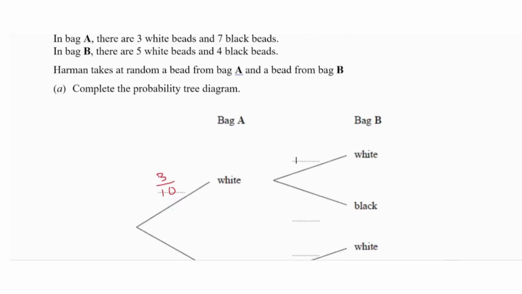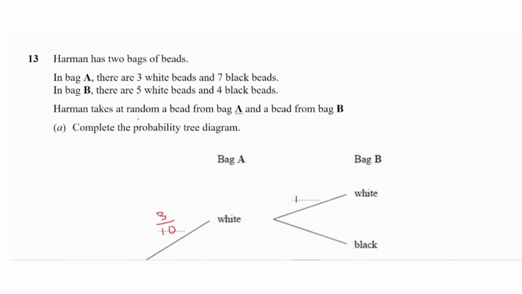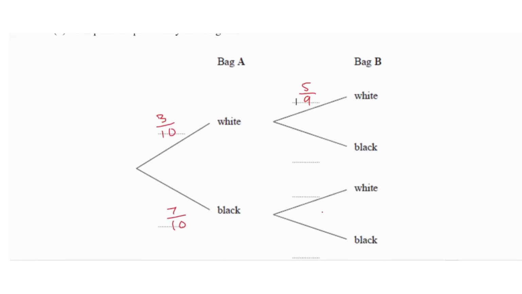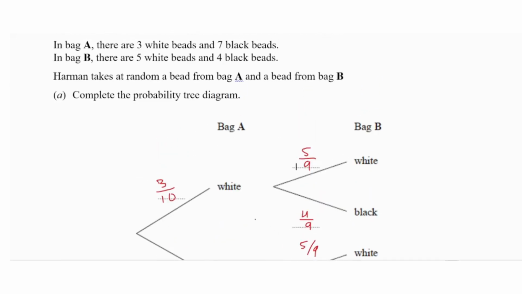And for the next part, it says for bag B, there are 5 white and 4 black. So altogether, we have 9. So how many of them are white? 5. So we're going to say 5 over 9. And black is 4 over 9. And we're going to write down here again 5 over 9 and 4 over 9. Okay, so the probability tree diagram is complete. We completed the tree diagram.